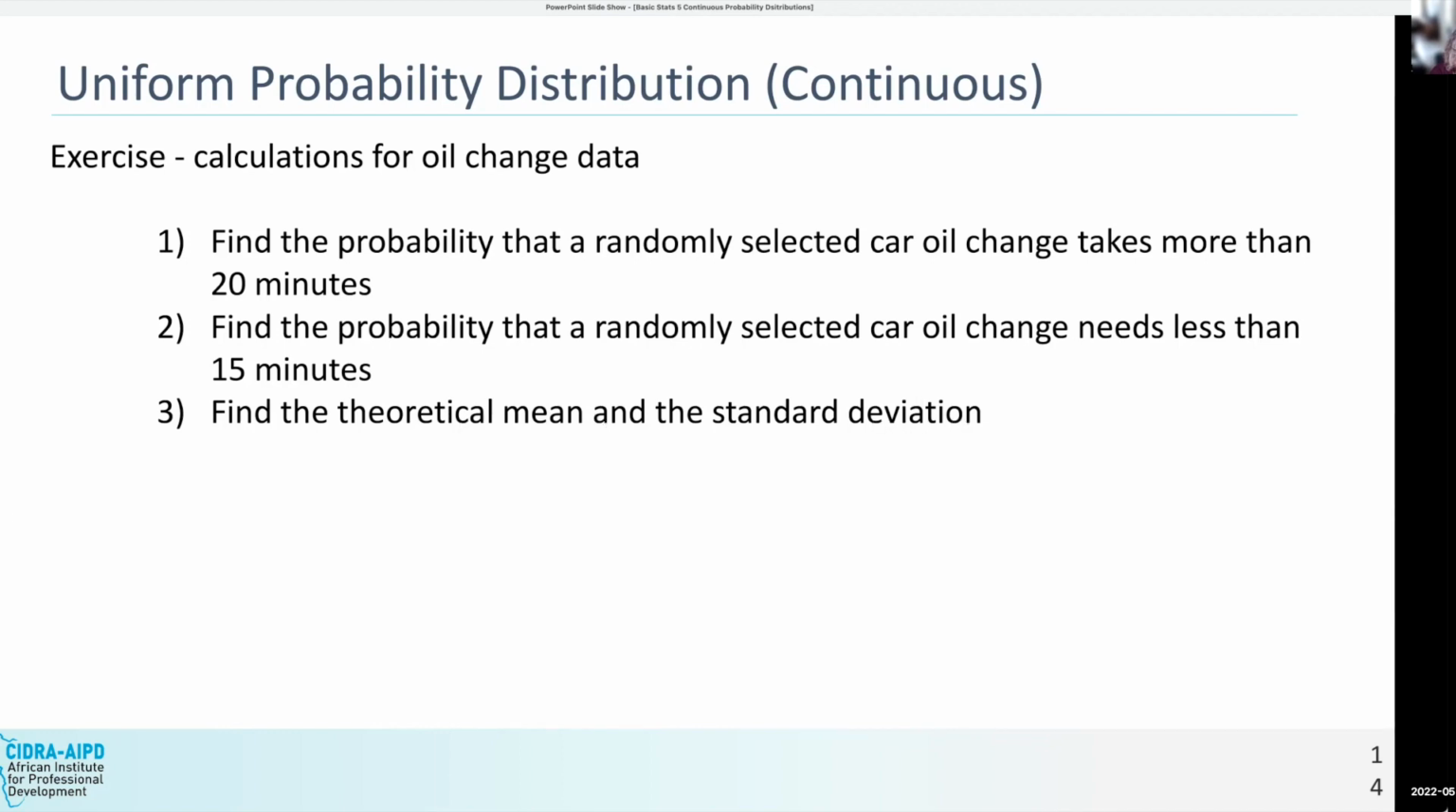On the previous page, we saw the formula for the mean and the standard deviation, and I'm going to give you a clue about the first two. It's remembering the shape of the uniform distribution, and then once you've had a go, maybe we can move on to the next page and go through those.